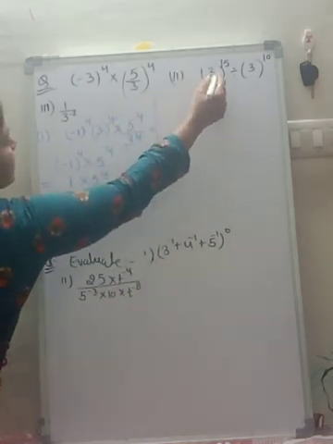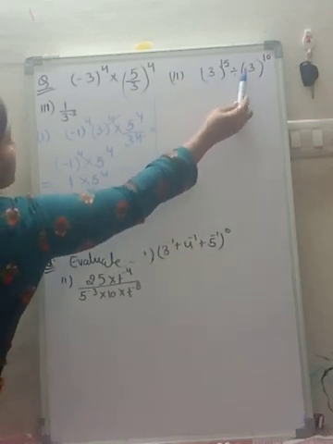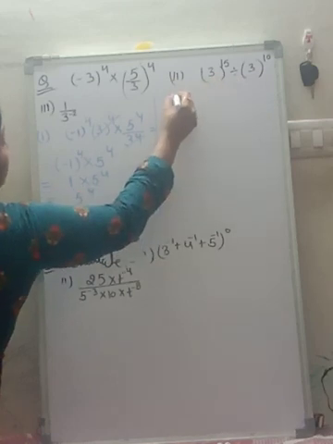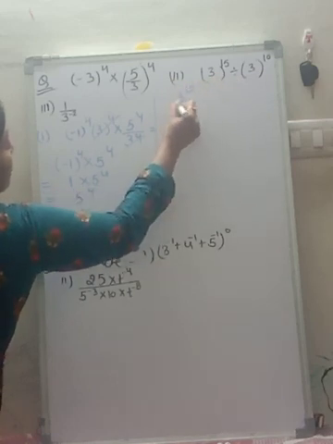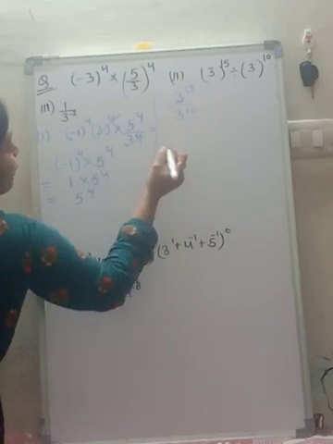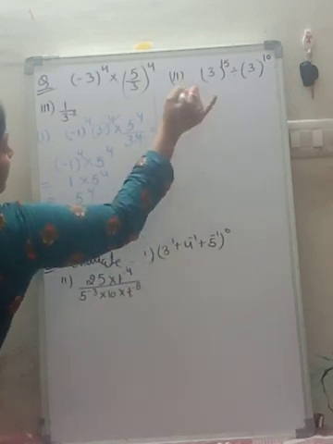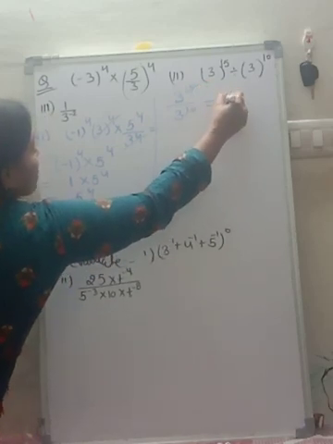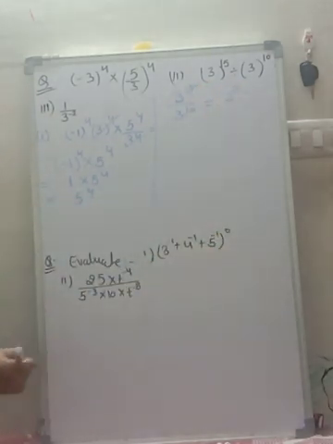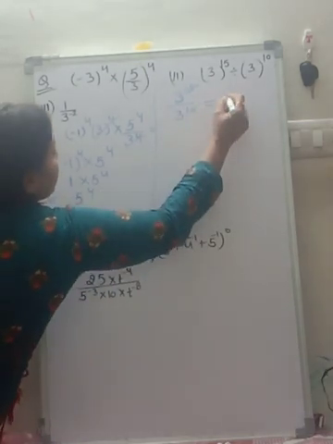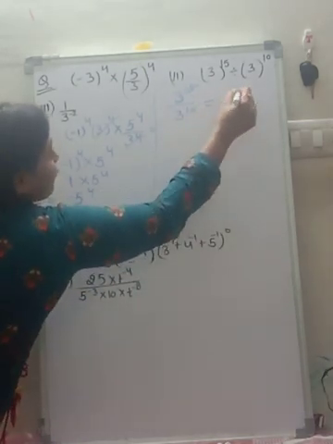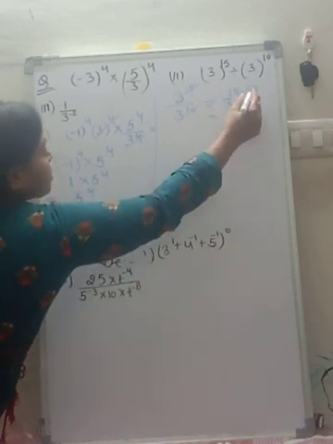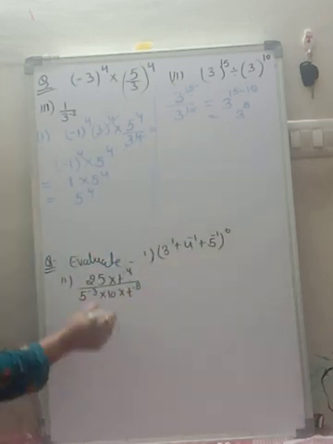Now the next is 3^15 divided by 3^10. Here the base is the same but the powers are different, and here we are given the divide sign. So 3^15 upon 3^10. So here the 3s cancel out, and what remains is 3^5. And you can write it in this form, 3^(m-n). It means 15 minus 10, that means 3^5.